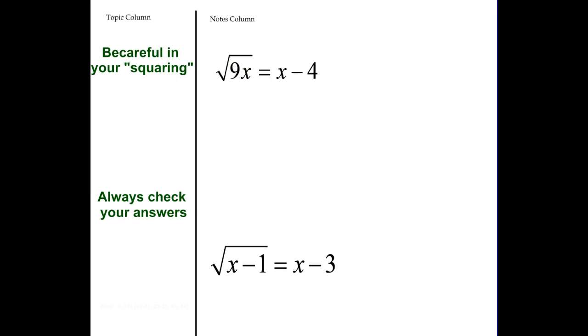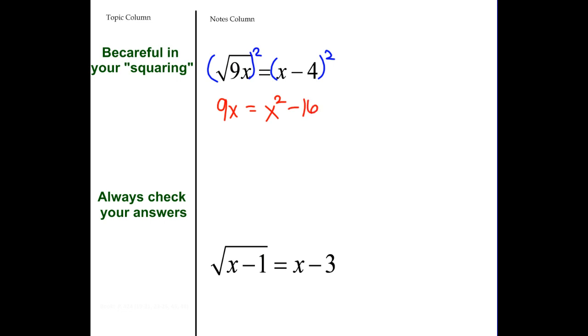So again, how do I get rid of this? How do I simplify this? Well, we have to square both sides. Square both sides. And now we really end up with 9x equals x minus 4 squared. Biggest mistake folks are going to make is they're going to distribute that square and make it x squared minus 16. Do not do that.